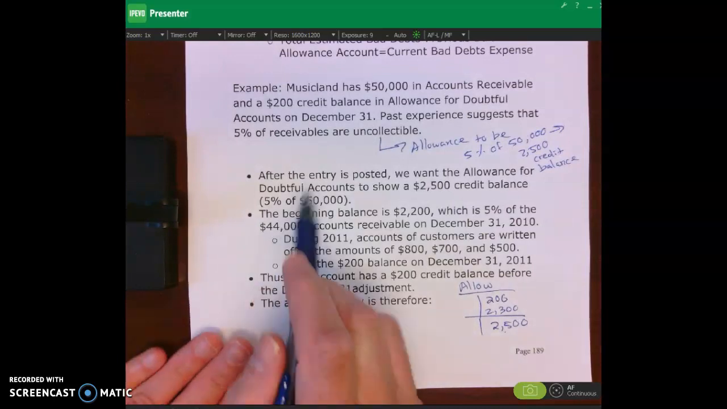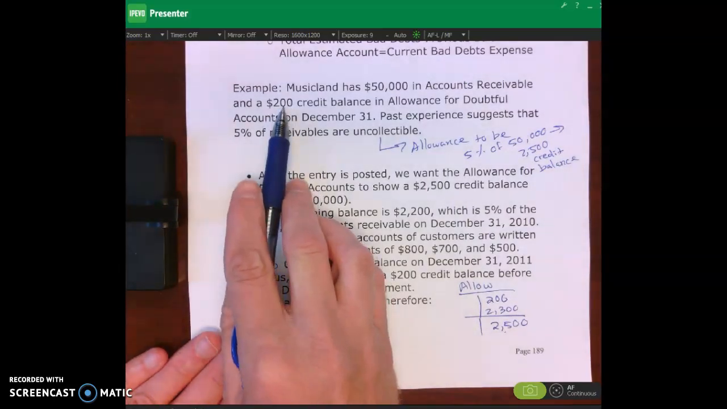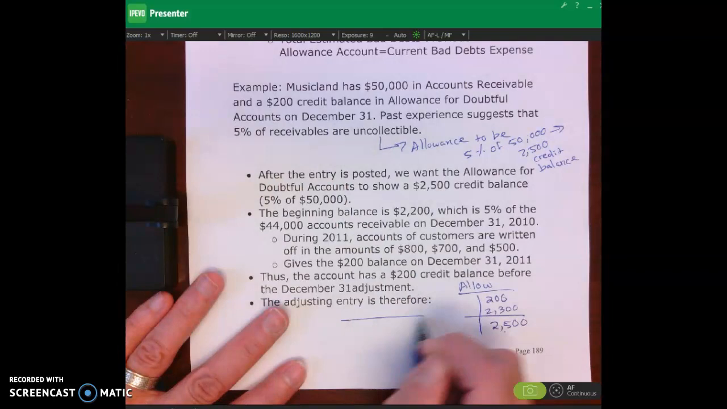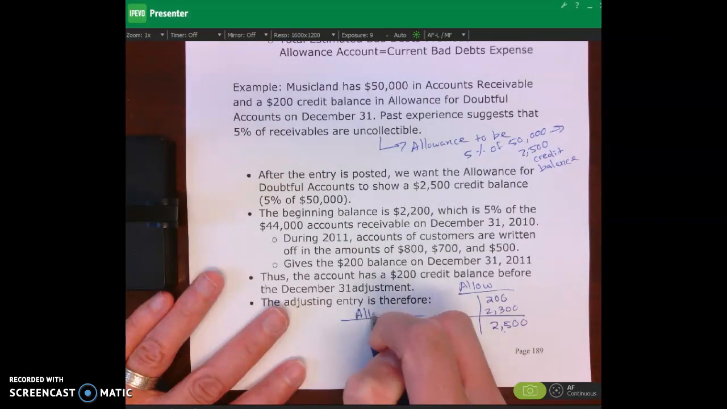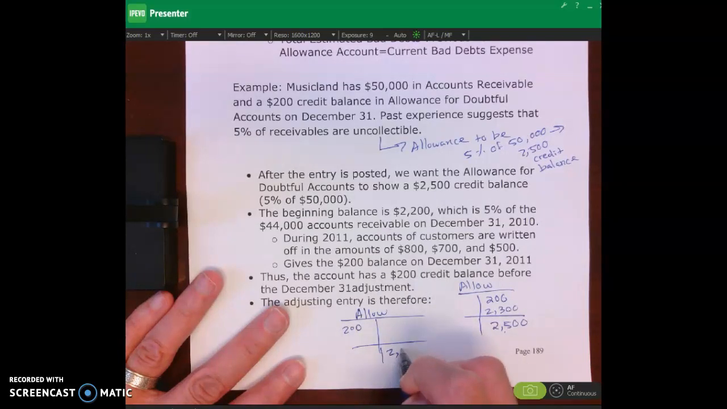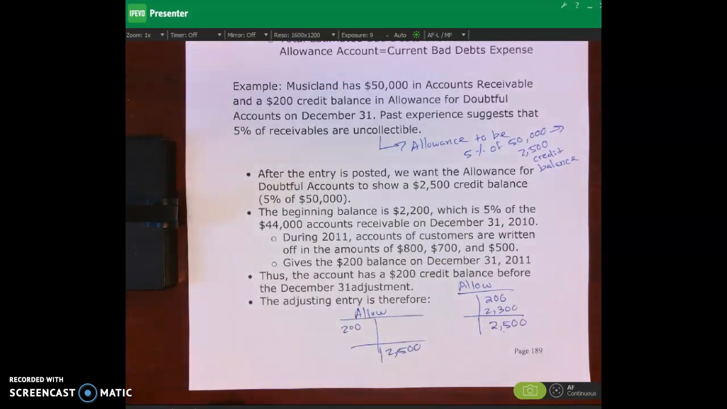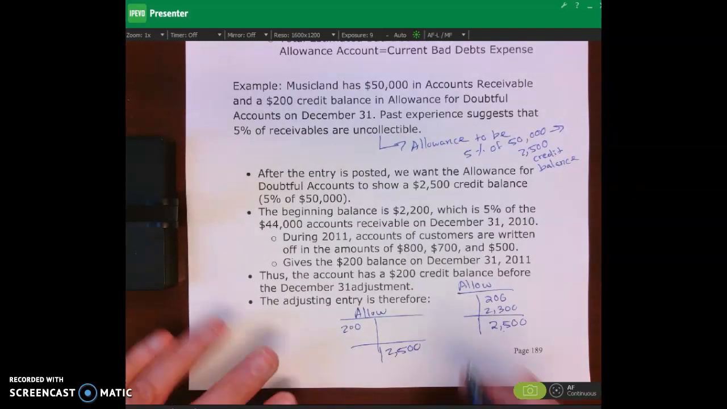Okay, so let's say that instead of $200 credit, this is $200 debit. So we got 200 over here. And what we want is it to be 2,500. How much do we have to increase it by?